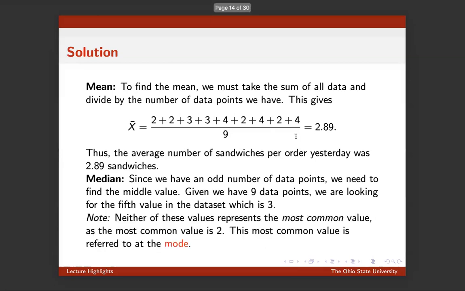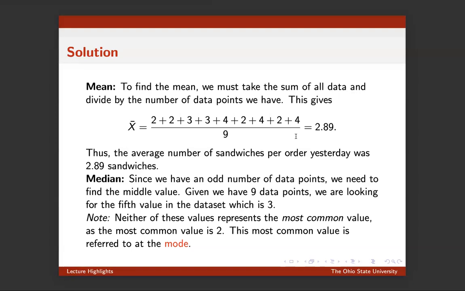Now, something maybe peculiar about this is that neither of these values are representing the most common value in the data set. Neither the mean nor the median are the most common in the data set. This is typically referred to as the mode. We see that there's 4 2s, 2 3s, and 3 4s. So that's how we would find that.